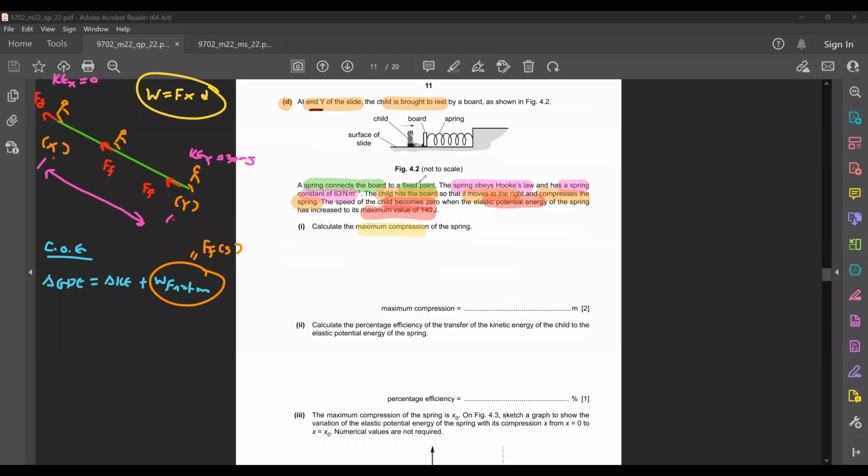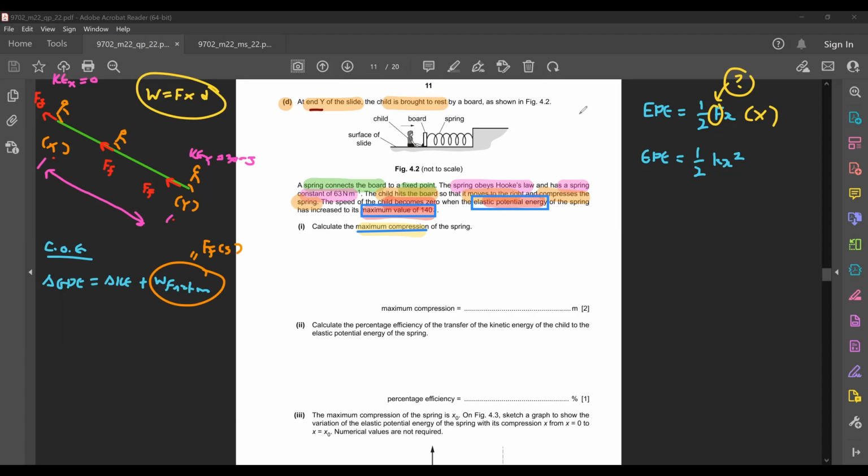Okay, when you want to find out the maximum compression of the spring, you need to know what is the maximum elastic potential energy of the spring. It's already stated in your question right above here where they told you it has a maximum value of 140 joules. So when it comes to EPE, there are two equations to use. It's either half Fx or half Kx squared. Now you cannot use the first equation because you do not know what is the force at maximum compression. The question never stated that.